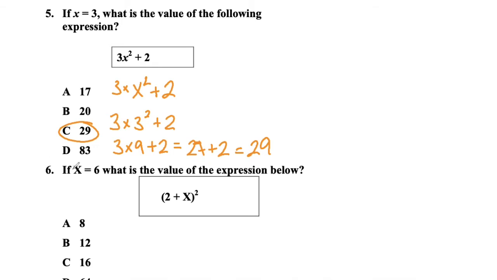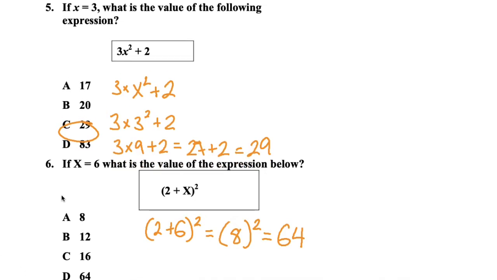Number 6 says, if x equals 6, what is the value of the expression below? Here, instead of x, we're going to plug in 6, so this will be 2 plus 6 squared. Once again, following order of operations, we're first going to do the inside of the parentheses. 2 plus 6 is going to be 8 squared. 8 squared is going to be 64, which I'll move the screen down a bit, is going to be answer choice D.